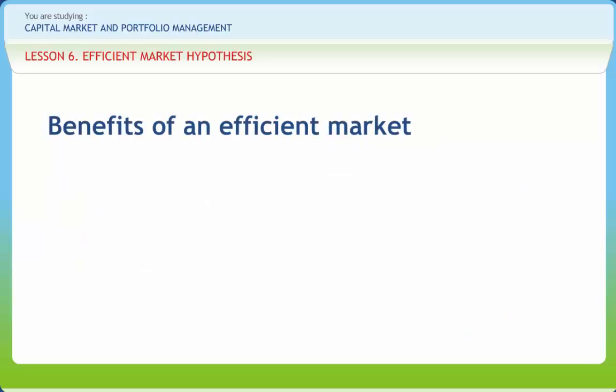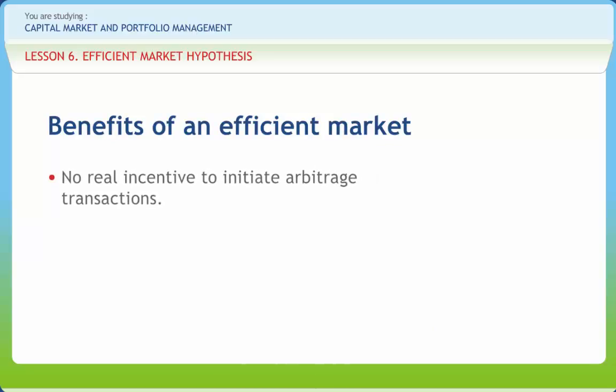One of the advantages of an efficient market is that there is no real incentive to initiate arbitrage transactions in order to build a strategy to make a decent return. The market price will not stray too far from the true economic price if you allow arbitrageurs to exploit deviations. This will avoid sudden nasty crashes in the future.